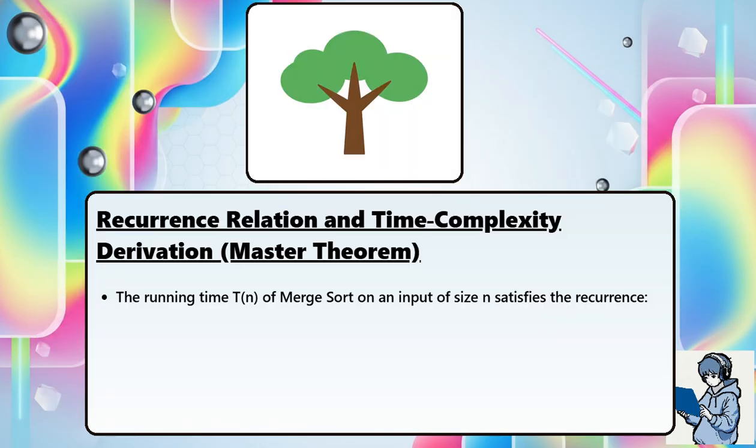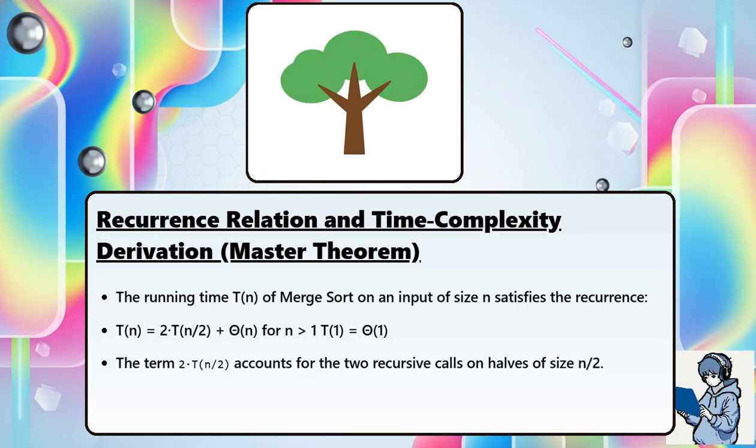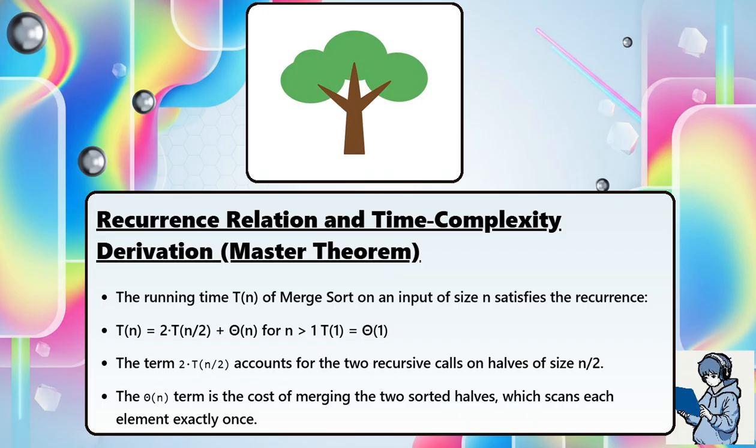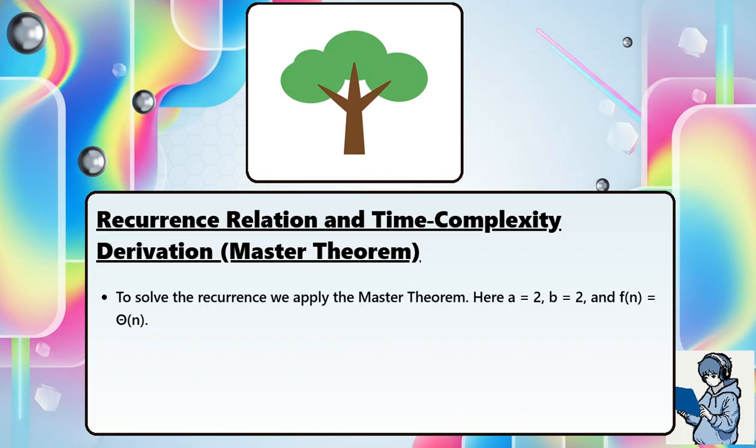The running time T(n) of merge sort on an input of size n satisfies the recurrence T(n) equals 2 times T(n/2) plus Theta(n) for n greater than 1, and T(1) equals Theta(1). The term 2 times T(n/2) accounts for the 2 recursive calls on halves of size n/2. The Theta(n) term is the cost of merging the 2 sorted halves, which scans each element exactly once. To solve the recurrence, we apply the master theorem.